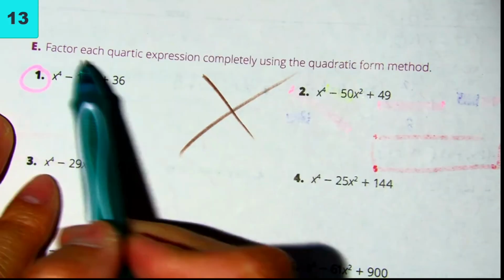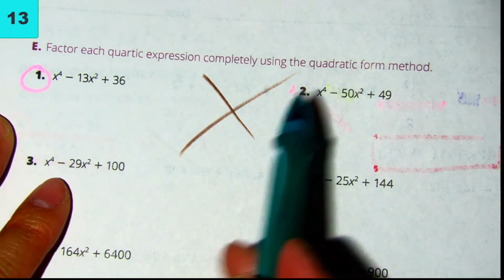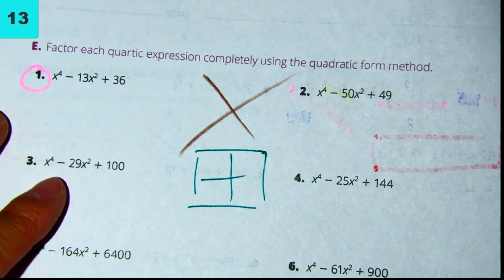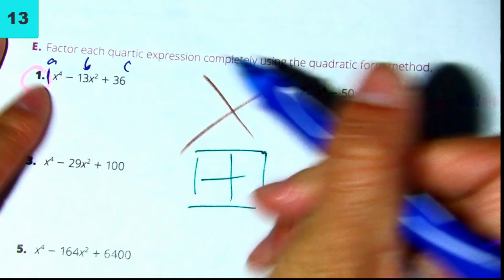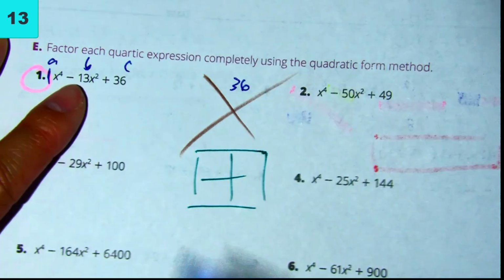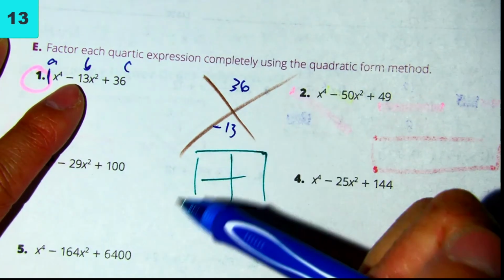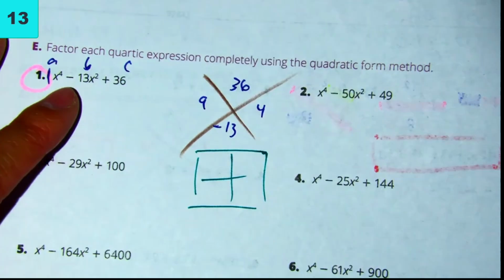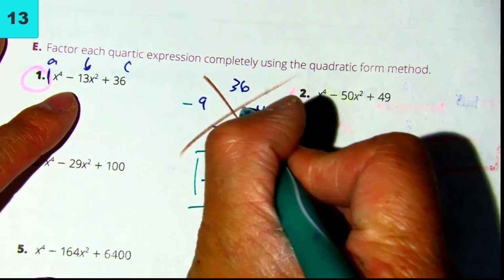Factor each quartic expression completely using the quadratic form method. Basically, for us, we've been using the x box method. So I have a times c is 36. My b value is -13. Two numbers that multiply to be 36 and add to be 13, I'm thinking are 9 and 4. Does that work, class? What do I have to do? They're going to be both negative.